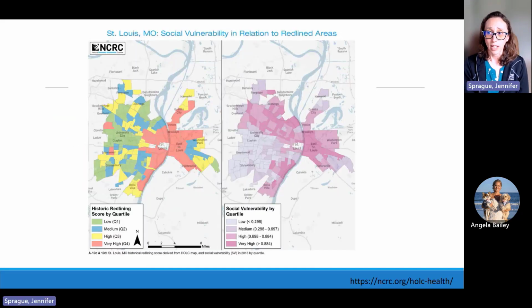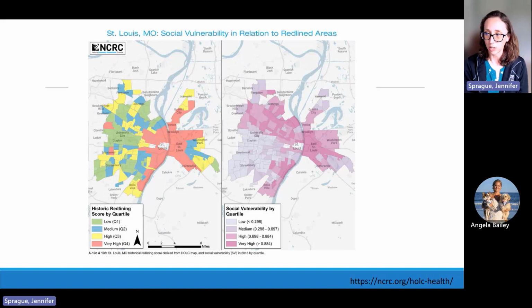This map is showing St. Louis, and this is a side-by-side comparison of historic redline districts. So redlining was banks rating neighborhoods as declining and not desirable, and so refusing to give loans to people wanting to live or work in those areas. And the highest areas of redlining are seen in red, and then the next highest are seen in yellow.